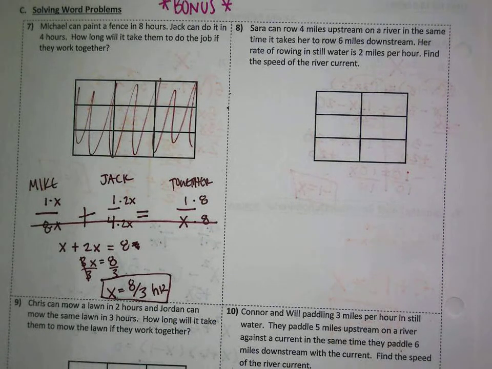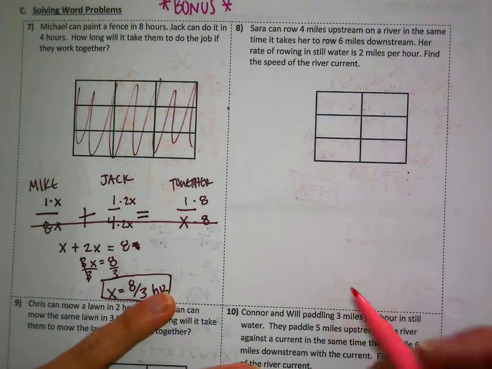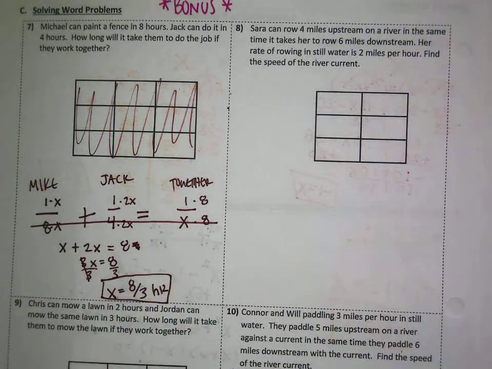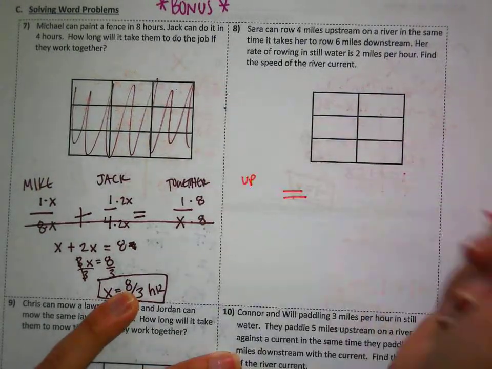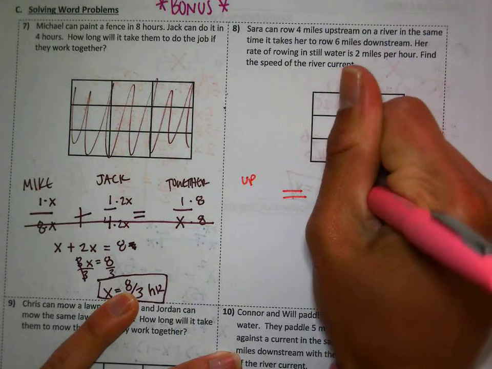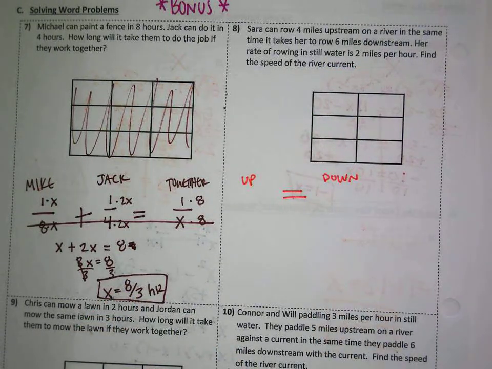So this one is a little confusing. I'm not adding two things together because I just have Sarah, and I know stuff about her going upstream and I know stuff about her going downstream. So I'm going to set some things I know about her going upstream equal to some things I know about her going downstream. But I need to figure out what is equal.